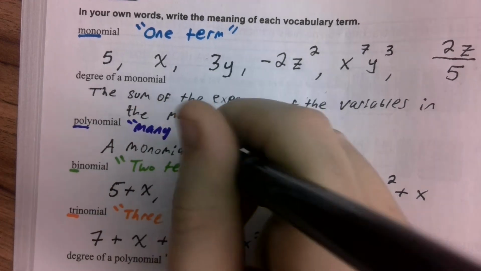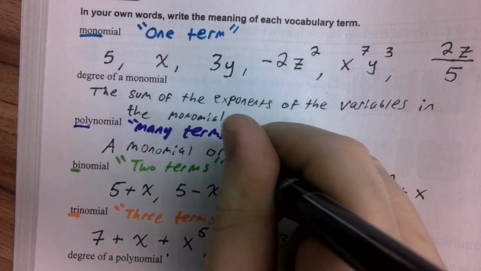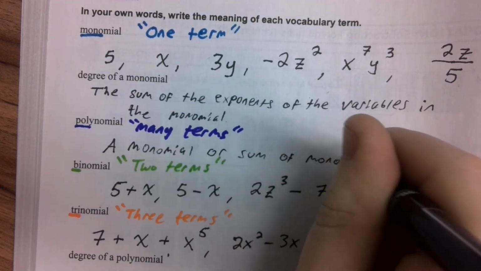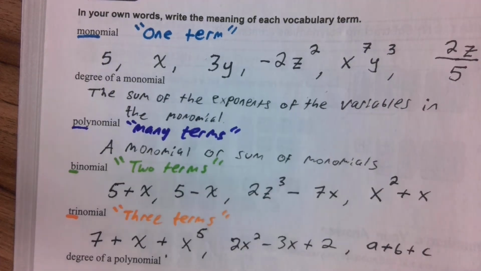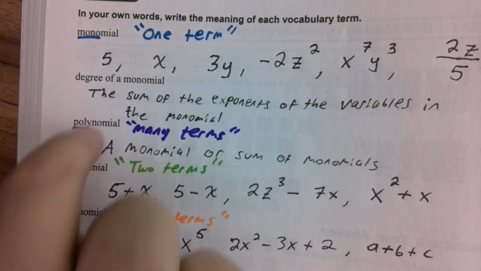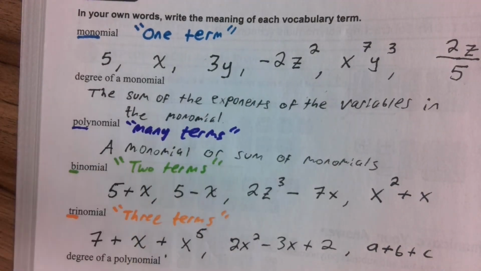A polynomial is either a monomial or sum of monomials. In other words, it's either just one term or a bunch of terms being added together. Polynomial is the general word for all of these. A monomial is a type of polynomial. A binomial is a type of polynomial. A trinomial is a type of polynomial.